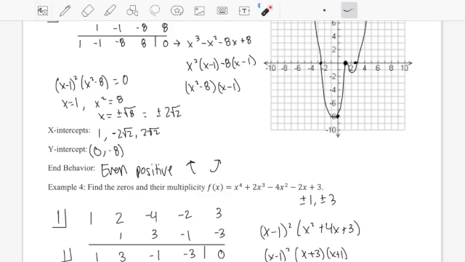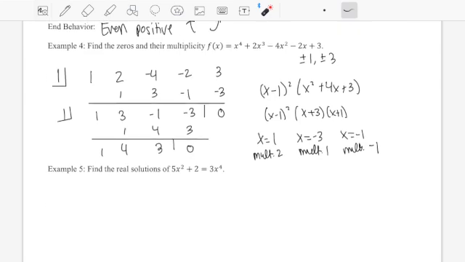So easy enough here. x equals 1 is a 0, x equals negative 3 is a 0, and x equals negative 1 is a 0. Again, x equals 1 does have a multiplicity of 2, but x equals negative 3 and x equals negative 1 both have a multiplicity of just 1.